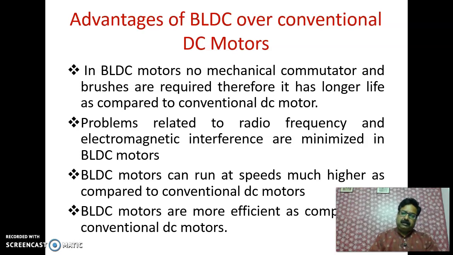The DC machines generally run to a specific speed range, but when we talk about BLDC, brushless DC motor, they have a very high speed range. If we compare the BLDC and conventional DC motor, the range is high, and the BLDC motor has better efficiency in comparison to conventional DC motor.